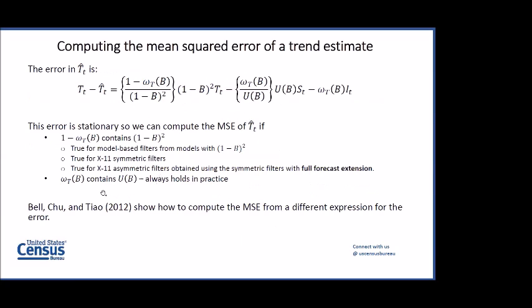The conditions are these: the error becomes stationary if 1 minus the trend filter contains a second difference. That's true for the model-based filters that would come from any models with two differences. It's true for the X-11 symmetric filters. It's not true for the X-11 asymmetric filters. But if you get the X-11 asymmetric filters, so to speak, from the symmetric filters with full forecast extension, then it is true. So that's the nature of the asymmetric concurrent filters that I'm going to use; they were obtained this way. And the other condition is that the trend filter contains the seasonal summation operator. That always holds in practice. And actually, I haven't computed the MSE directly from this. It's done a different way that's explained in one of our papers.